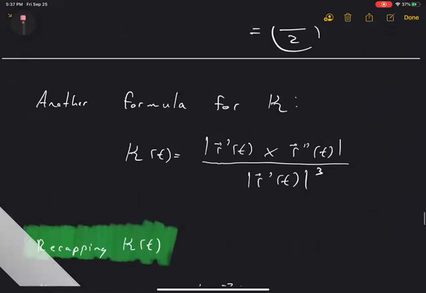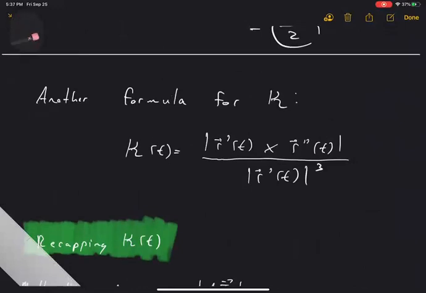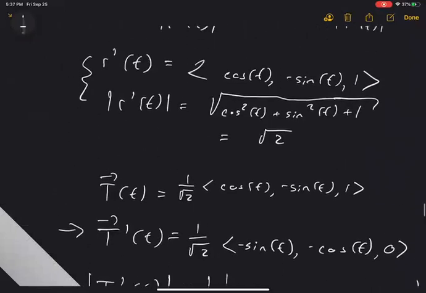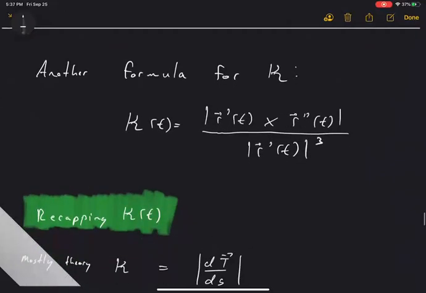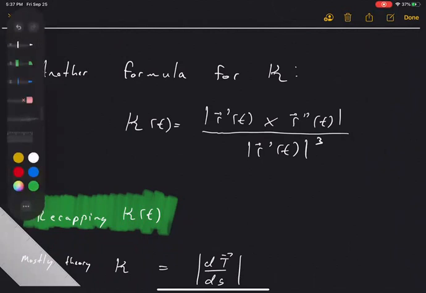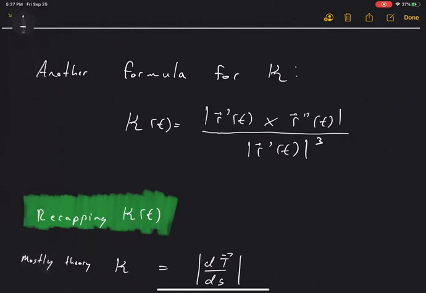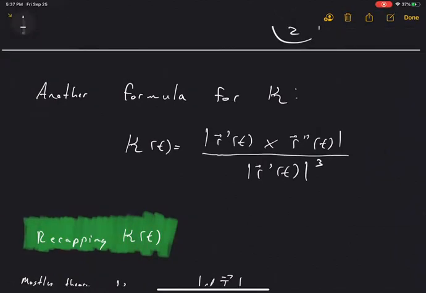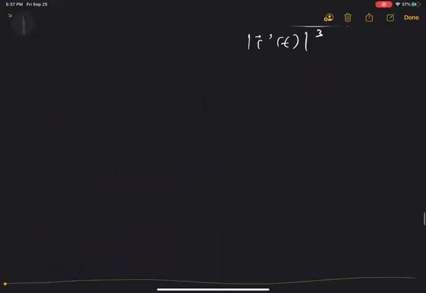Now there are going to be some shortcuts. This was a bit tedious. The formula we just used will always work. There's another formula that gives the exact same answer, and you can use it in most cases, and it will usually be a bit easier. So what is the formula? Kappa is the magnitude of r prime of t cross r double prime of t over the magnitude of r prime of t cubed. Let's see how quickly we can do that same example using this formula.